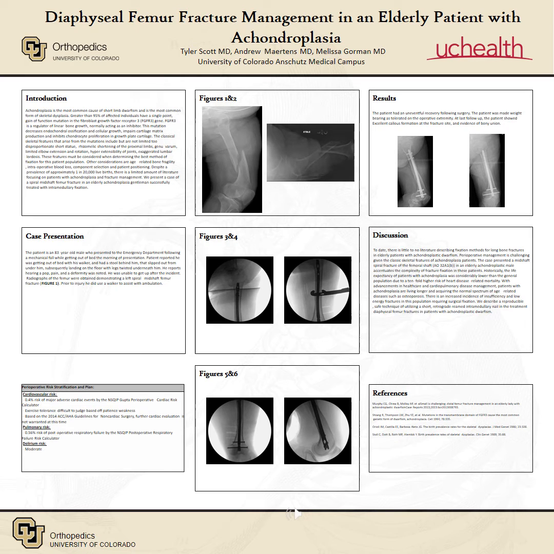I'll be presenting a case report on diaphyseal femur fracture management in an elderly patient with achondroplasia. Achondroplasia is the most common cause of short limb dwarfism and the most prevalent form of skeletal dysplasia. More than 95% of these individuals have a single point mutation in the fibroblast growth factor receptor 3 gene. This gene regulates linear bone growth. The mutation inhibits endochondral ossification and impairs cartilage matrix production.